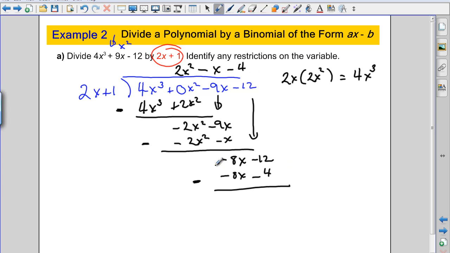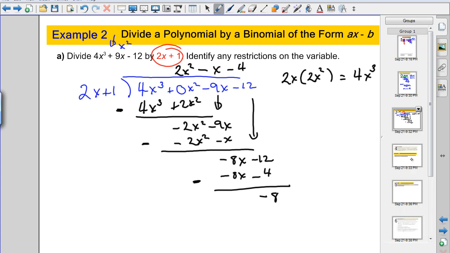Subtracting one last time, first terms disappear, that's good. Negative 12, subtract a negative 4 is negative 12 plus 4, which is negative 8. So 2x plus 1 divides into 4x cubed minus 9x minus 12, 2x squared minus x minus 4 times, with a remainder of negative 8.